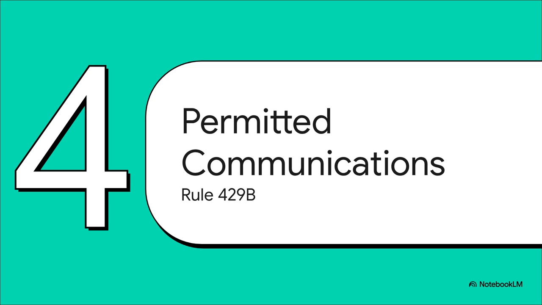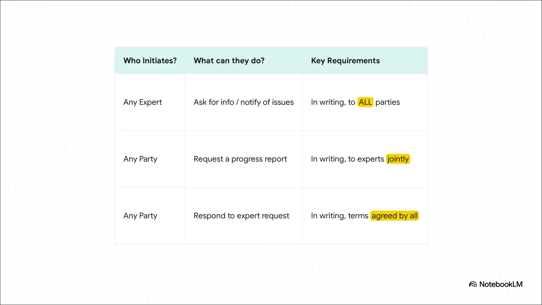But this cone of silence around the experts isn't completely absolute. What if they need more info? Or what if you, as counsel, need to know what on earth is going on in there? Well, Rule 429B creates very specific, very controlled channels for communication. And this table lays out the protocol perfectly. Notice the pattern here. Everything has to be in writing, and it has to be joint or sent to all parties. Whether it's an expert asking a question or a party asking for a progress report, the rule is all about total transparency. There are no side door conversations, no back channels. Everything is out in the open.